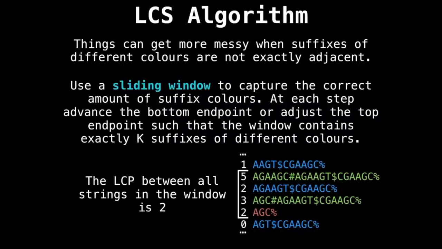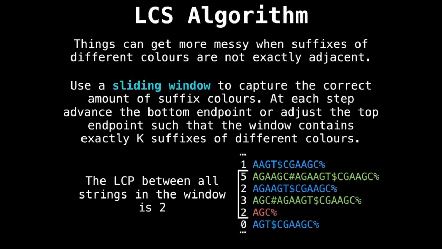Things get much messier when not all the different colors you need are exactly adjacent with each other. A trick we will use to overcome this will be to use a sliding window technique to capture the correct amount of suffix colors. Here's what we'll do. At each step, we'll adjust the bottom or the top endpoint so that the window contains exactly k suffixes of different colors. Once we have a valid window with the correct amount of colors, we'll want to query the minimum LCP value for that window range.